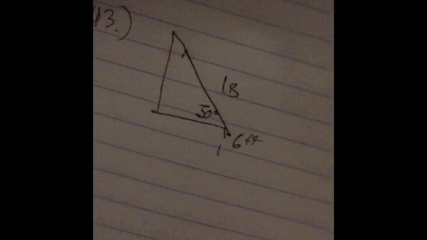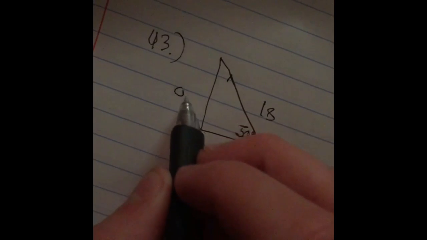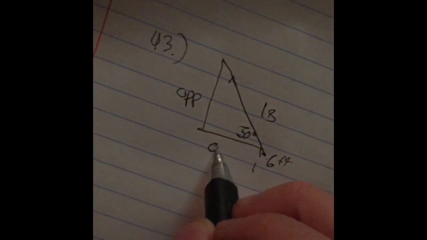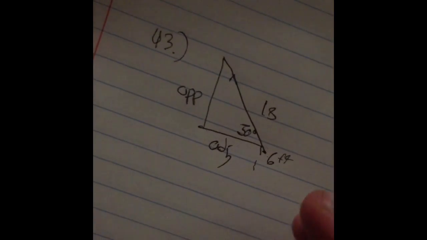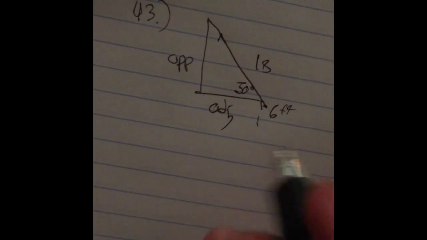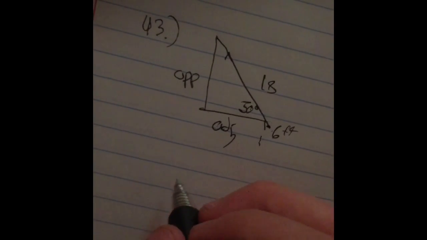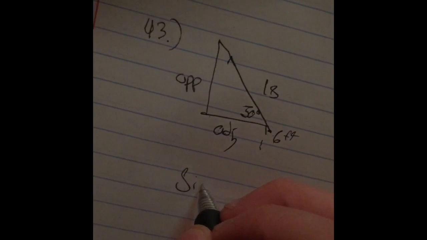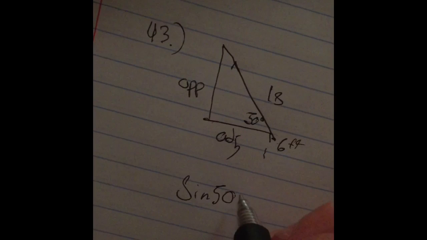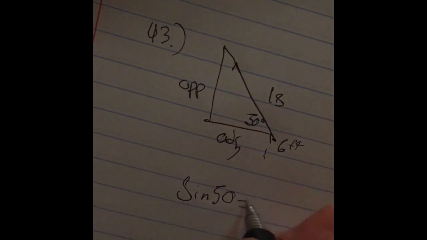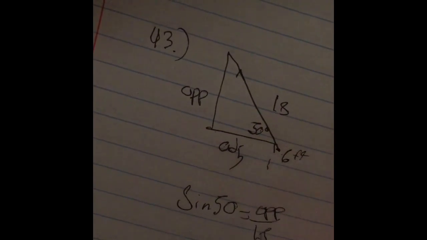So when we're doing this, the first thing we should do is label our sides. That's the opposite right there, and then the adjacent. We want to find the opposite. So we're going to assign the 50, and sine of 50 is equal to the opposite over the hypotenuse, which is 18.